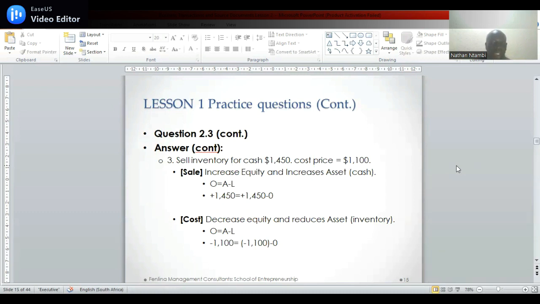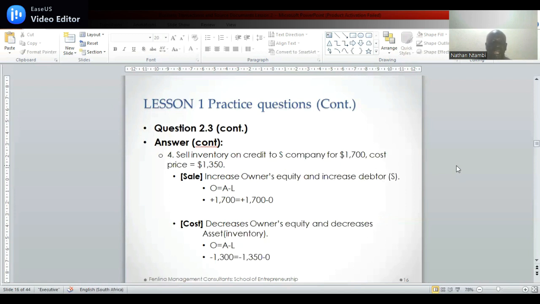Then in terms of cost, it will decrease equity and reduce asset inventory. So we are going to have minus 1,100 equals minus 1,100 minus 0. 4, sell inventory on credit to S company for $1,700, cost price $1,350. On the side of sales, it is increasing owner's equity and also increasing debtors, $1,700. In terms of cost, it decreases owner's equity by $1,350 and asset inventory $1,350.